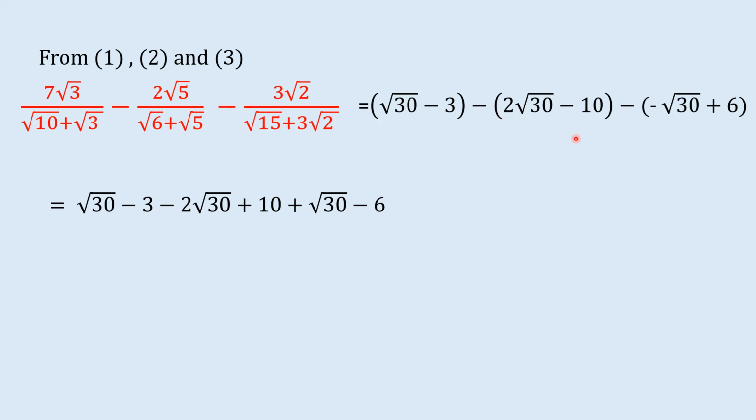So now we will open the bracket. We get root 30 minus 3, then minus 2 root 30. This minus and minus will become plus 10. Then again this minus and minus will become plus root 30, and minus plus will become minus 6. Root 30 plus root 30 will become 2 root 30, minus 2 root 30, minus 3, minus 6, plus 10. 2 root 30 and 2 root 30 will cancel out. We get minus 3, minus 6, plus 10. This minus 3, minus 6 will become minus 9. Minus 9 plus 10, that is 1. So our answer is 1.